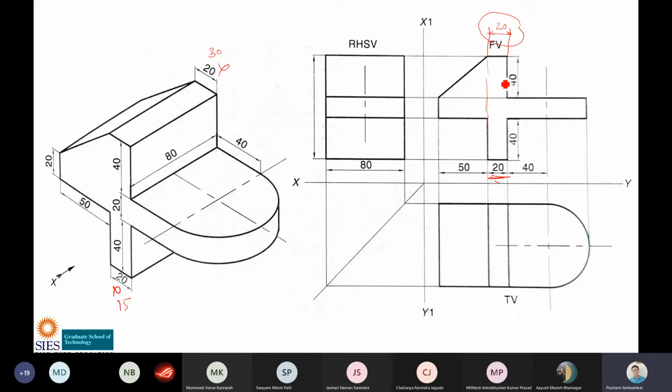Sometimes it may happen that this is 20, this is 20. I mean to say there are symmetric objects, the views are symmetric. So in those cases you don't have to give dimensions. I will come to that point whenever I get an object where there is symmetry. This is not a symmetric object. This 20 and this 20 is a coincidence. That's why both the dimensions have to be given. Is it clear to all of you?